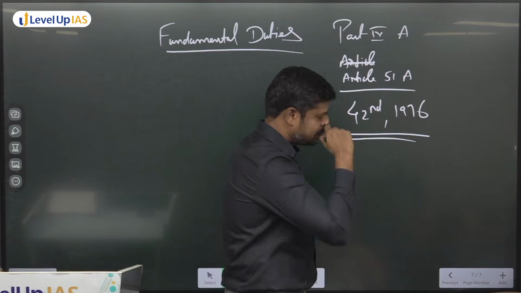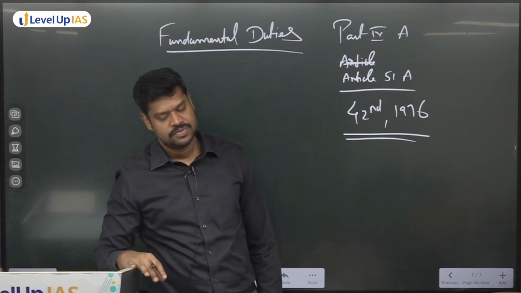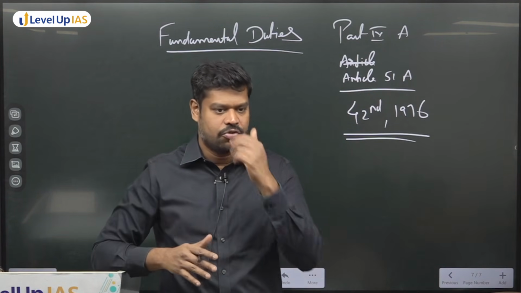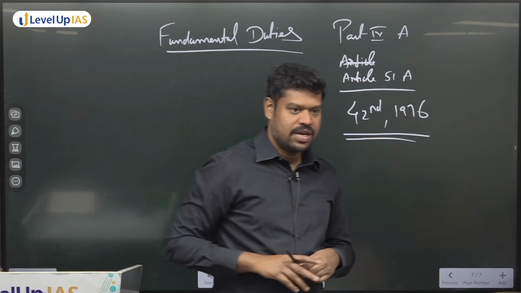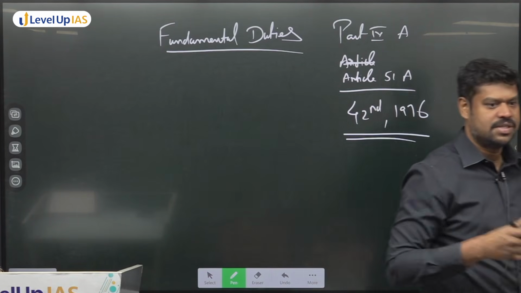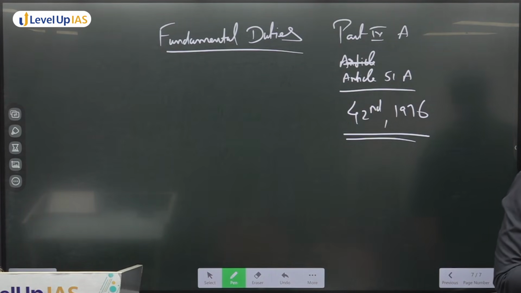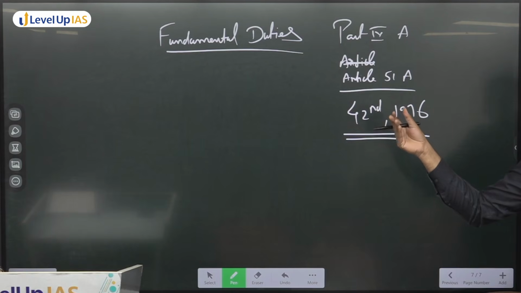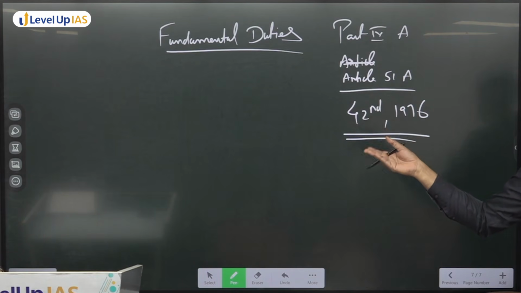And who was the Prime Minister at this point of time? It was Prime Minister Indira Gandhi. What is the significance of 1976? This was an era of what? It was not the preamble, it was an era of emergency in our country. The second national emergency was there from 1971 to 1977. I am talking about the emergency because it had some connection with the fundamental duties at that point of time.